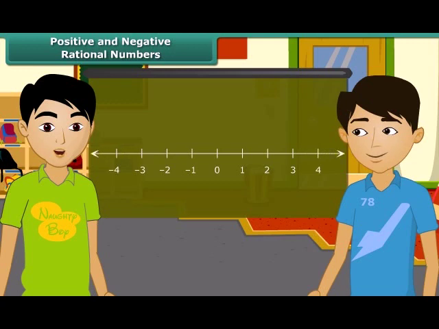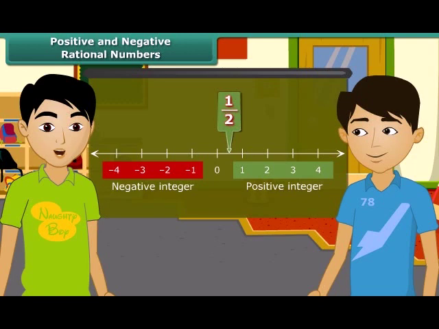Look at this number line. Points on the right side of 0 are called positive integers, and points on the left side of 0 are called negative integers. Let's mark 1/2 on this line. 1/2 will lie in between 1 and 0, and -1/2 will lie in between 0 and -1.